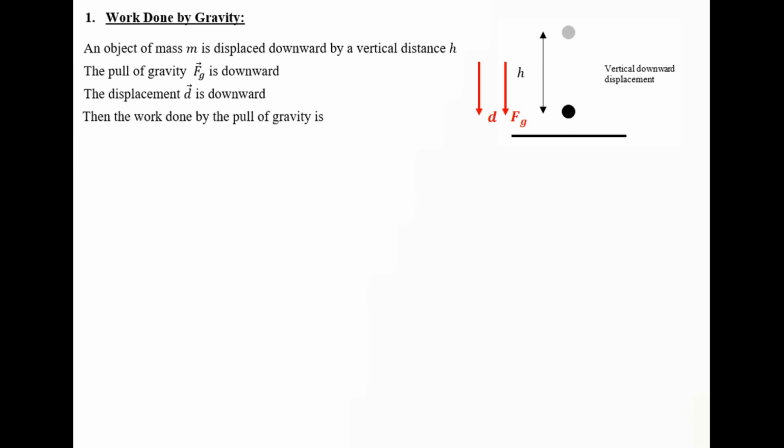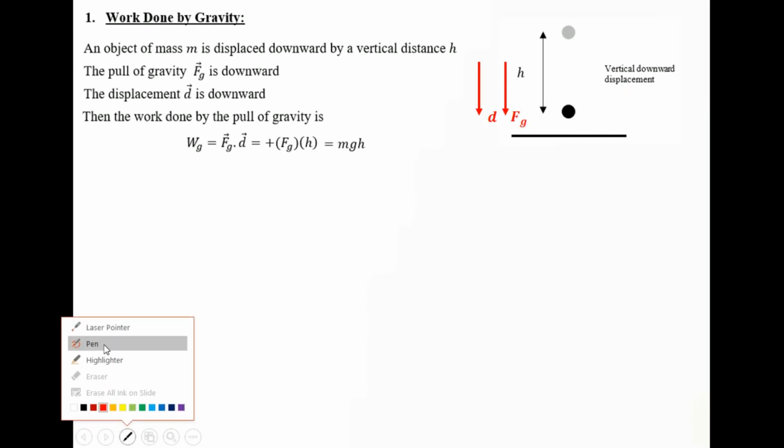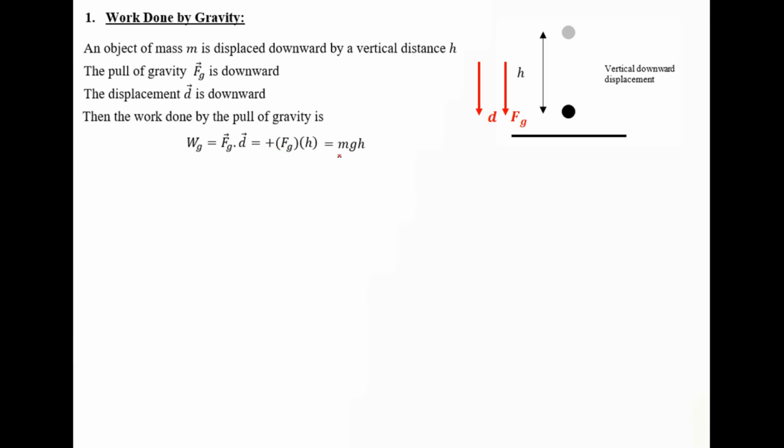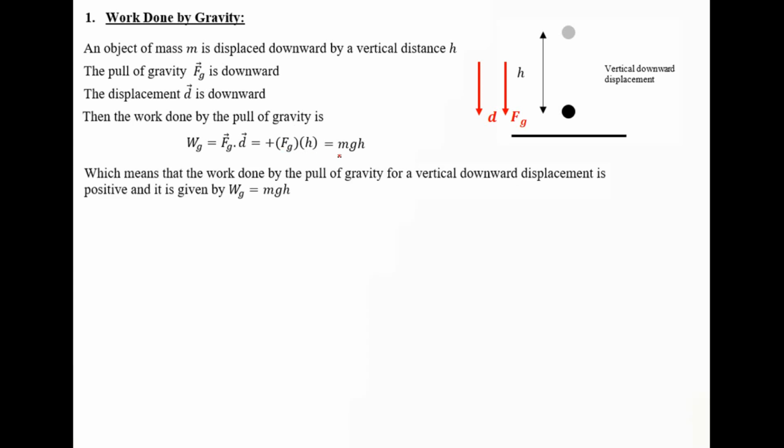Then the work done by the pull of gravity is given by the dot product between the pull of gravity and the displacement, and that would be Fg multiplied by h. There is no need for a cosine because these two are parallel, and here we have a plus sign because they are acting in the same direction. We know that the pull of gravity is given by mg, which means that the work done by the pull of gravity for a vertical downward displacement is positive, and it's given by mgh.